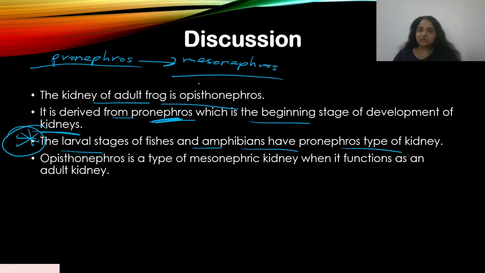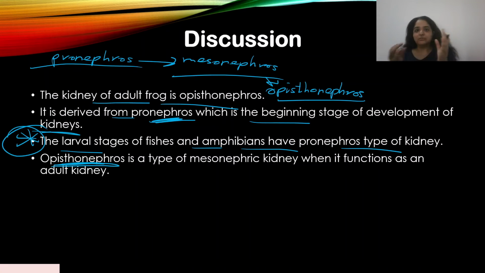But in frogs, when it becomes an adult, it is not known as mesonephros, it is known as opisthonephros. In adult frogs, and most fishes and most amphibians, it is known as opisthonephros and not mesonephros. Mesonephros is a term reserved for the development from pronephros to mesonephros, and then it goes into metanephros. But there is a structural difference in opisthonephros, which is a type of mesonephros, but it is present in adult amphibians. So it is a type of mesonephric kidney when it functions as an adult kidney.